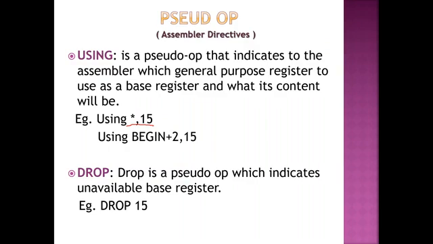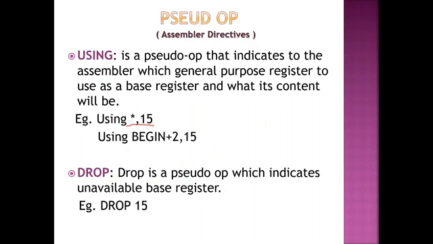Let us see the next example, USING BEGIN+2. Begin is a label, which usually points to the beginning of the program. BEGIN+2 means just leave two locations and that will be the starting. Asterisk says the current location is the starting location, but for some purpose we are saying BEGIN+2, which means starting plus 2. We leave 2 bytes and that will be the contents of base register 15. So that is your second example.